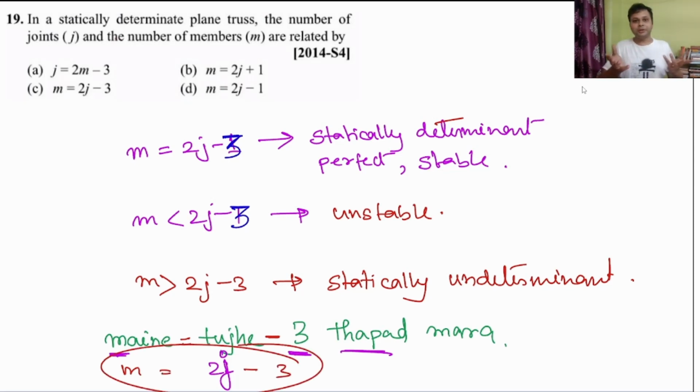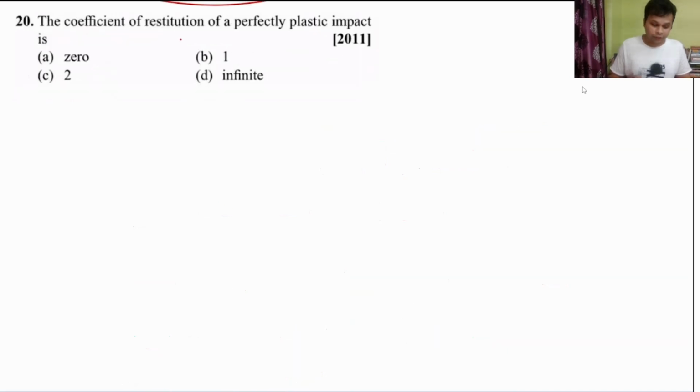This is how I remember. Okay, you might find it funny, but let it be funny. This is how it is. So what is the right answer? m is equal to 2j minus 3. The answer is option C. Okay, let us move on to the next question.